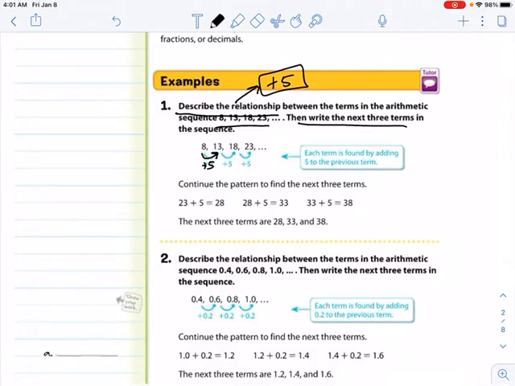Now, some of us have trouble looking at how do you get from 8 to 13. If it's hard for you to add up, then you can do your second term minus your first term, and that difference is 5. So if it's hard for you to figure out how to add up, then you can subtract to find out what that relationship is. And then the second part of this is the next 3 terms. So you're just going to continue to add 5 from your last term. So that means that the next 3 terms would be these right here.